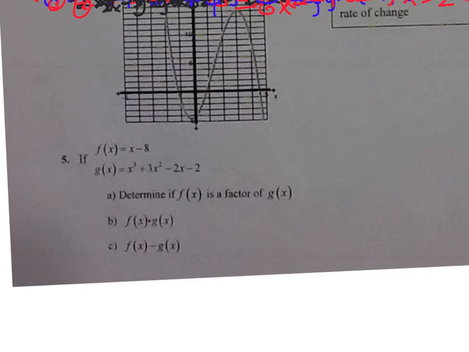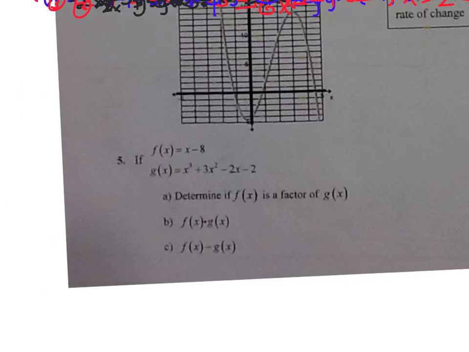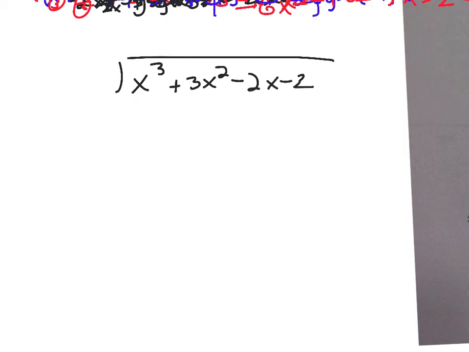Okay, 5 says you got two functions, f of x and g of x. You want to determine if f of x is a factor of g of x, so we do that by dividing. All right, so I have g of x, which is x to the third plus 3x squared minus 2x minus 2. And I'm going to divide that by x minus 8 to see if it's a factor. All right, so I say x times what gives me x to the third? That's x squared. Multiply down. We get negative 8x squared and positive x to the third.